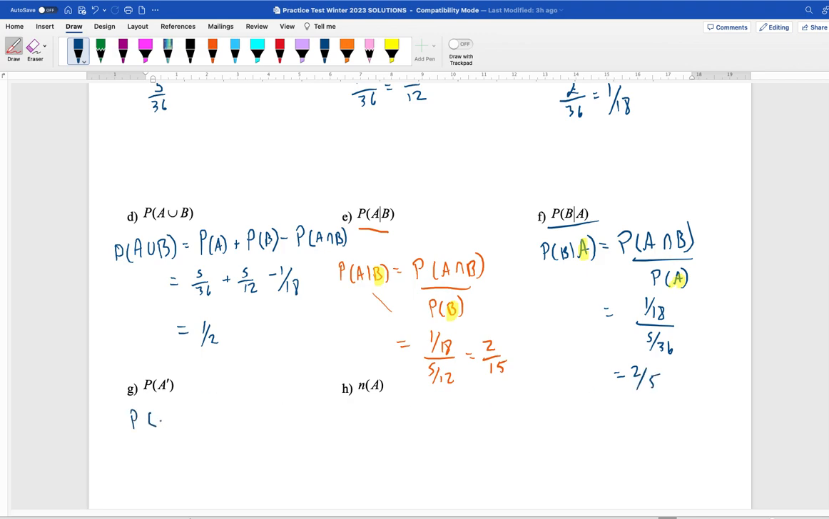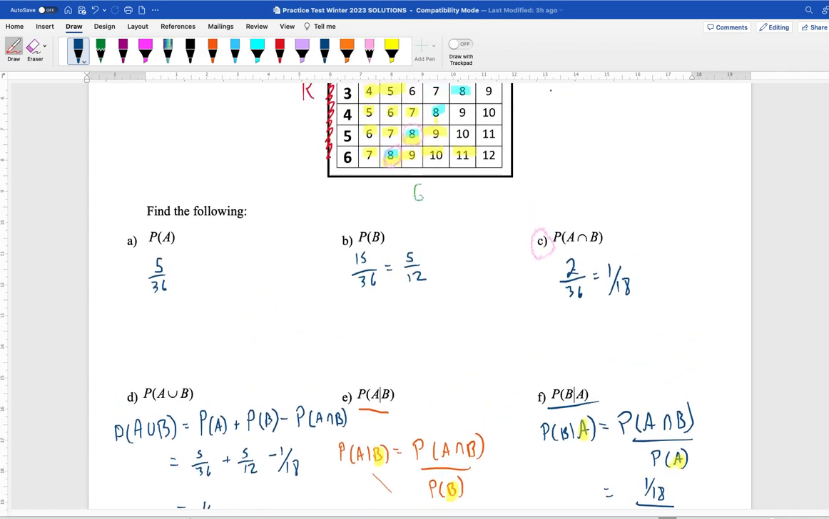What's the probability of A prime? That equals 1 minus the probability of A. So equals 1 minus the probability of A was 5 over 36. 31 over 36. And the number in A is 5. Because there's 5 items. There's 5 8s.